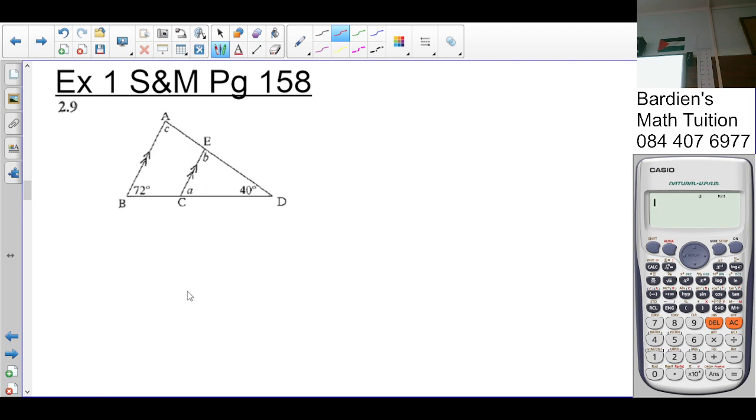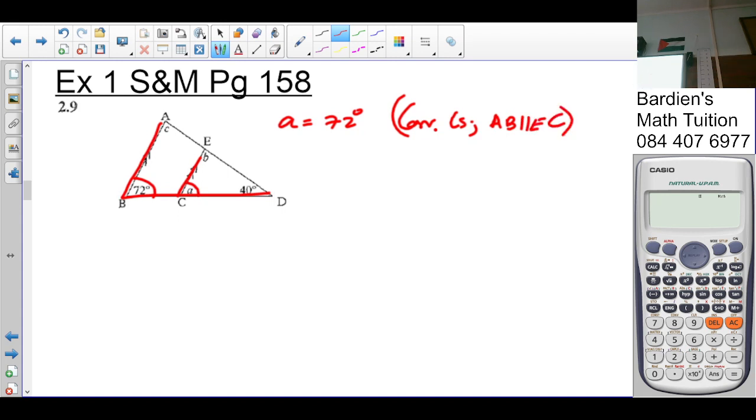2.9. What can be calculated here? A. So A is equal to 72 degrees. As you can see, the F being formed, it corresponds. So A is equal to 72 degrees. Corresponding angles with AB being parallel to EC.